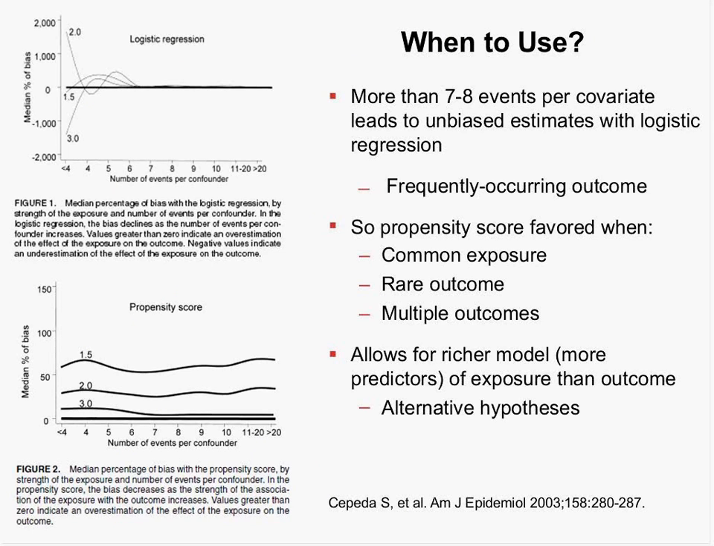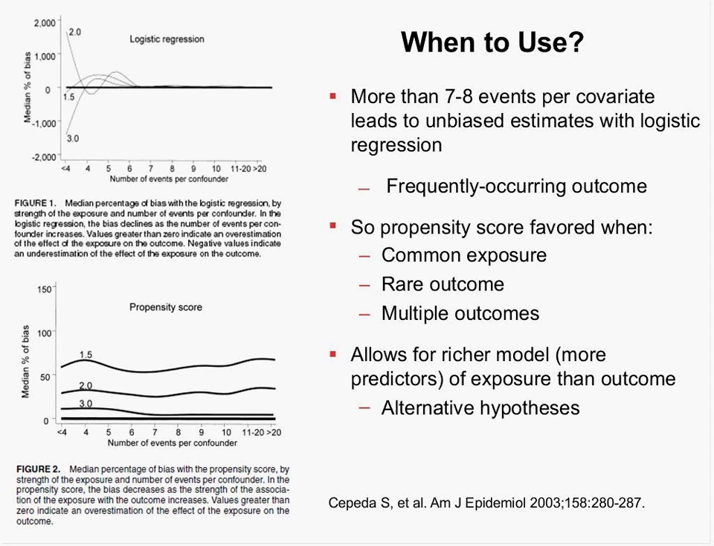Should you always use the propensity score? There was an interesting study done by Cepeda and colleagues a few years back where they looked at doing a cohort study using logistic regression, that is, modeling the outcome, and they simulated a number of different strengths of true association, either an odds ratio of 1.5, 2, or 3, compared to the propensity score, with the same sort of associations in the underlying data.